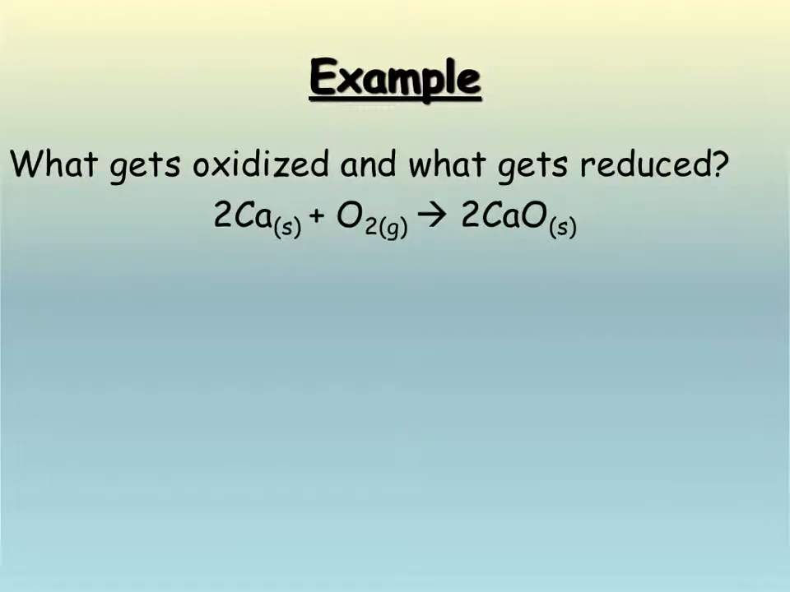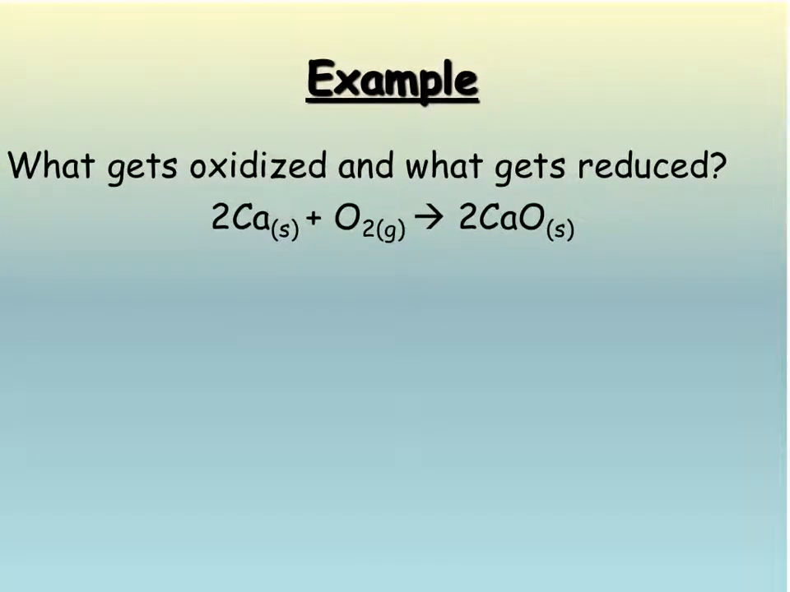All right, so let's apply oxidation numbers to some actual reactions. We have to figure out which species gets oxidized and which gets reduced. The first thing you want to do is go around and assign oxidation numbers. Calcium in its elemental state is 0. Oxygen is 0 because it's also in its elemental state. We know oxygen over here is 2-, and therefore calcium has to be 2+. So calcium goes from 0 to 2+, which tells us it is going to lose 2 electrons.